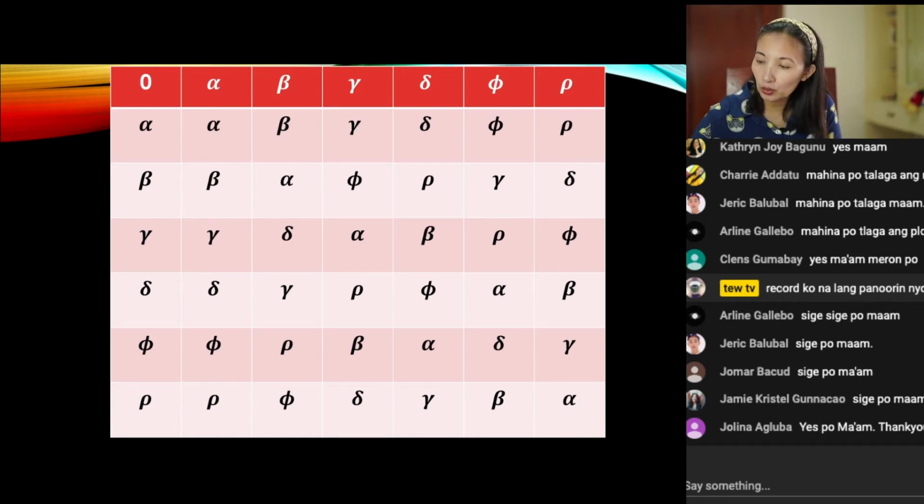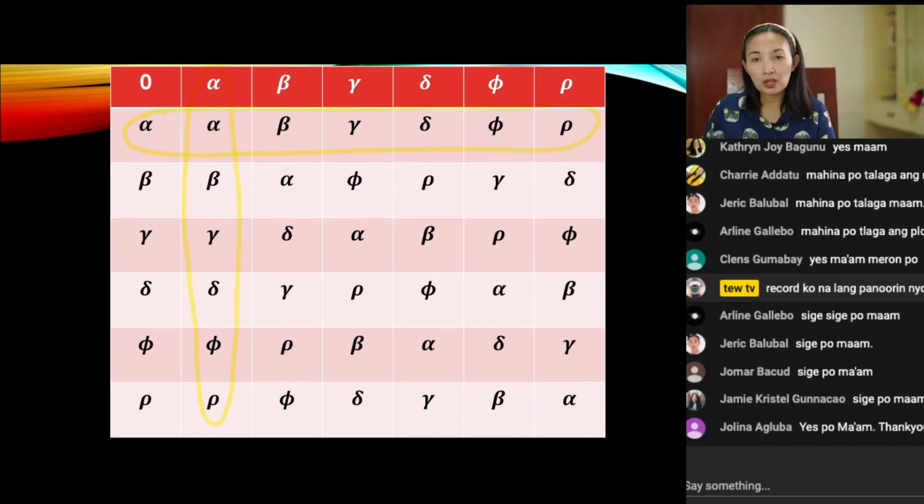So, draw your attention to the first row and the first column, or second row and second column, rather. So, from here, we can identify right away the identity element. So we have already established in the past that S sub 3 is a group. Okay, it's a group under the operation multiplication. The identity element of which is alpha.